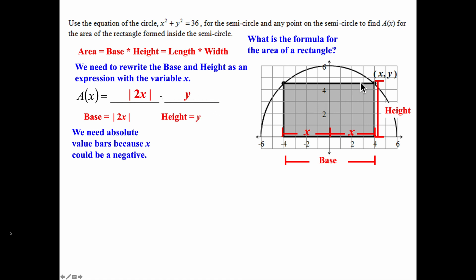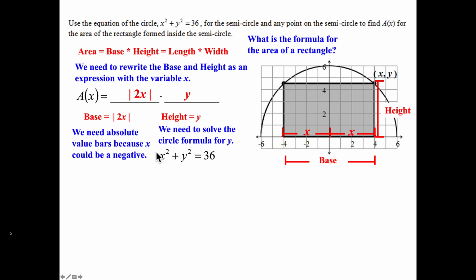So my height is the y coordinate, but I can't put y in my formula. It can only have an x. So I need to look at another equation that has x and y in it, and that's my circle equation up here. We need to take that equation and solve it for y. I know what you're thinking. You told me earlier y is to an even power. This is not a function. I can't solve it for y.